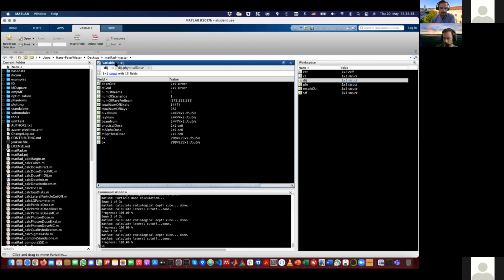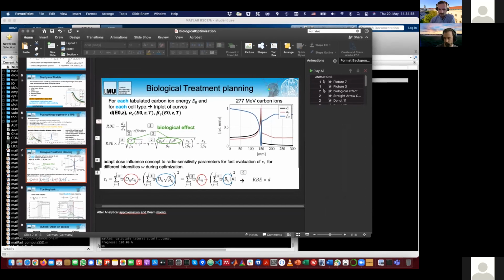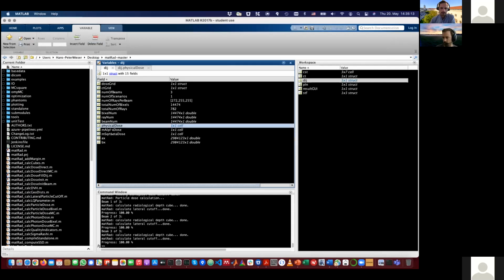Right, if we now look back in the DIJ structure, then here we now have the physical dose influence, and also there are two more structures, which are called alpha dose and square root beta dose. If I relate this back to my talk, then these are the matrices that you see here. So we have the physical dose influence matrix, an alpha influence matrix, and now a square root beta influence matrix. And this is exactly what you see here. They all have the same size.